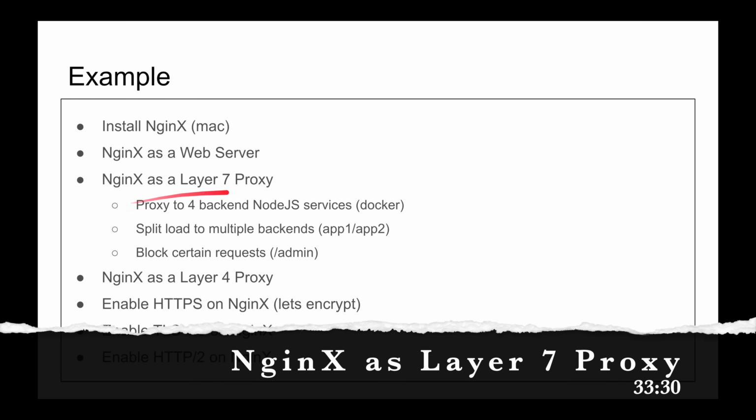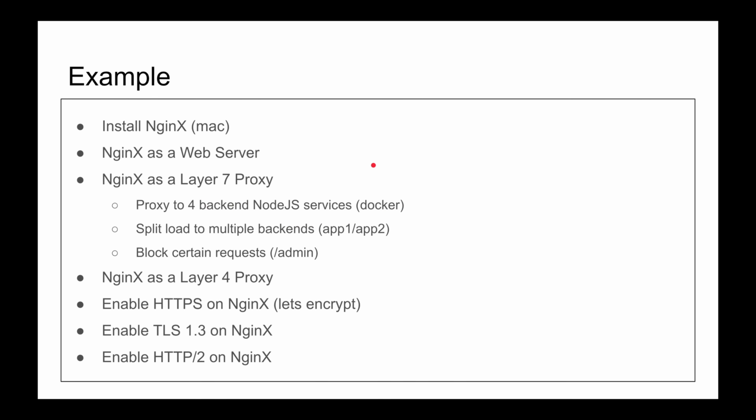What we're going to do is spin up 4 Node.js services using Docker, because that's the easiest way to do that. And these are applications I've done before, and I'm going to reference the videos for them. They're just ugly apps, a copy of each other, and we're going to proxy Nginx through all of them.